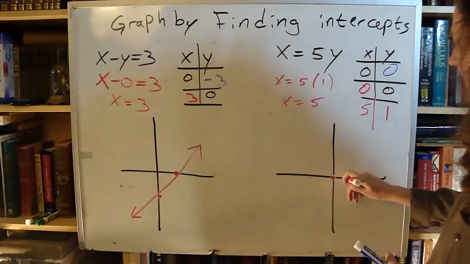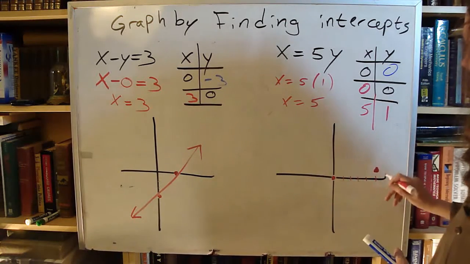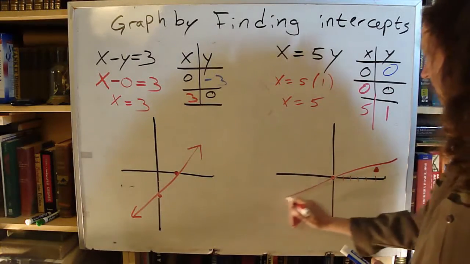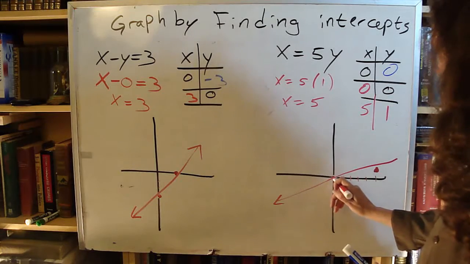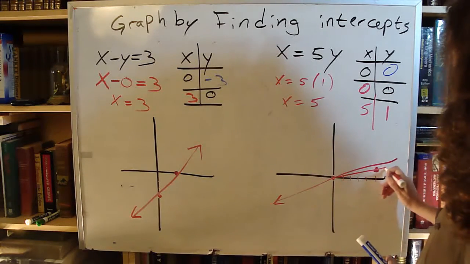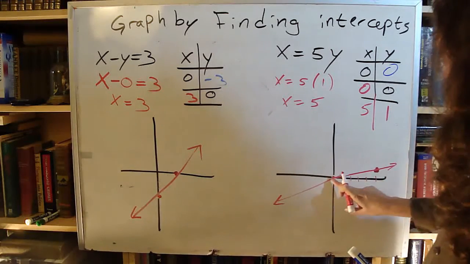So count out 5, 1, 2, 3, 4, 5, count up 1, put my dot in, draw my line to connect the two dots. Remember, I'm not an artist. That's supposed to go through the dot. So that line is not there. Pretend you didn't see it.